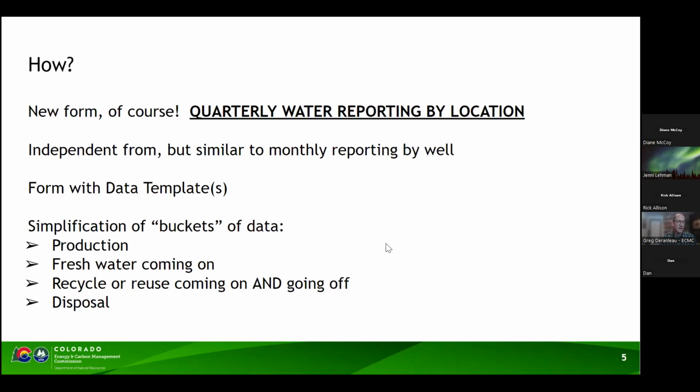And just to simplify what those buckets of data look like, it's going to be the production data, and that's water production, the fresh water coming on site, the recycle or reuse coming on and going off site. So that'll cover sites like centralized E&P waste management facilities where there may not be any wells, but there's water coming on and going off in a given quarter, and then a summary of the disposal.